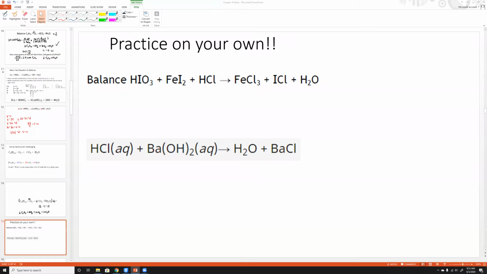As long as you understand balancing. The two main things from this chapter I want you to get are balancing and limiting reactant, which we didn't cover yet. But it's basically just advanced stoichiometry. If you understood the stoichiometry we did so far, then limiting reactant will be not too bad.